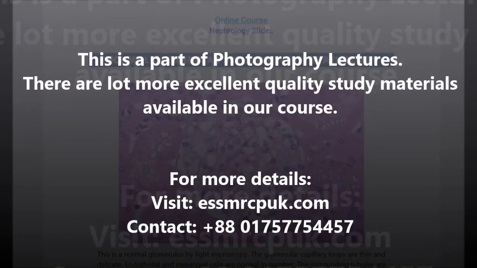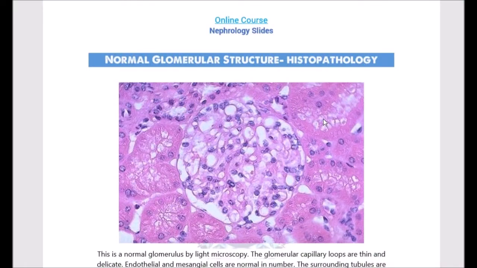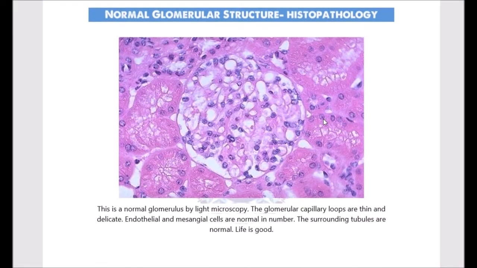Normal glomerular structure. These are real pictures of some of the histopathology slides. These are normal glomeruli by light microscopy. The normal glomerular capillary loops are thin and delicate. Endothelial and mesangial cells are normal in number, and the surrounding tubules are normal. Life is good.